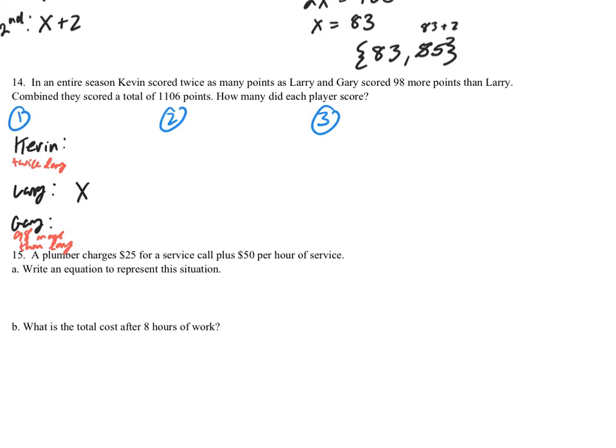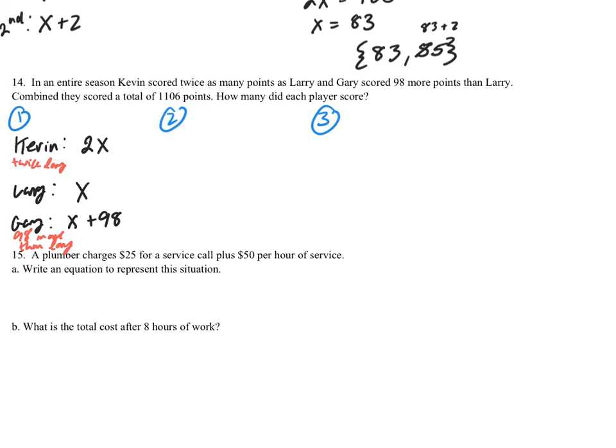So Kevin is twice Larry. Twice is what we use as a word for 2 times. So Kevin is 2 times x. And Gary is 98 more than Larry. So we use more than to indicate addition in this context. So we would say it's Larry plus 98 more points.